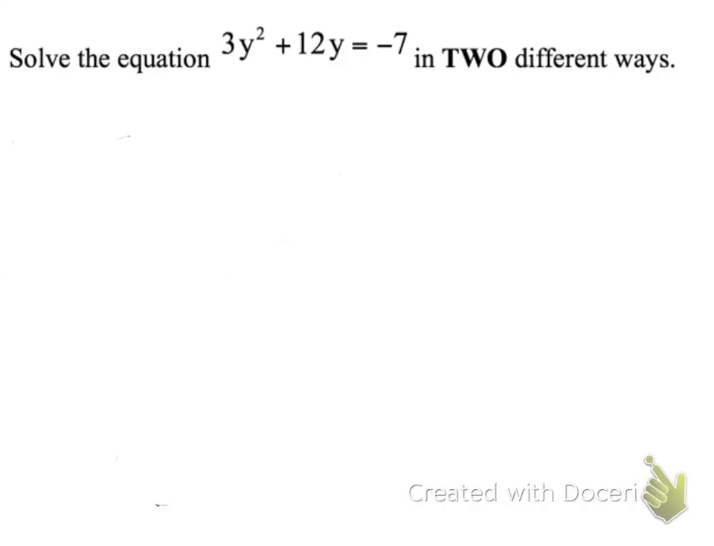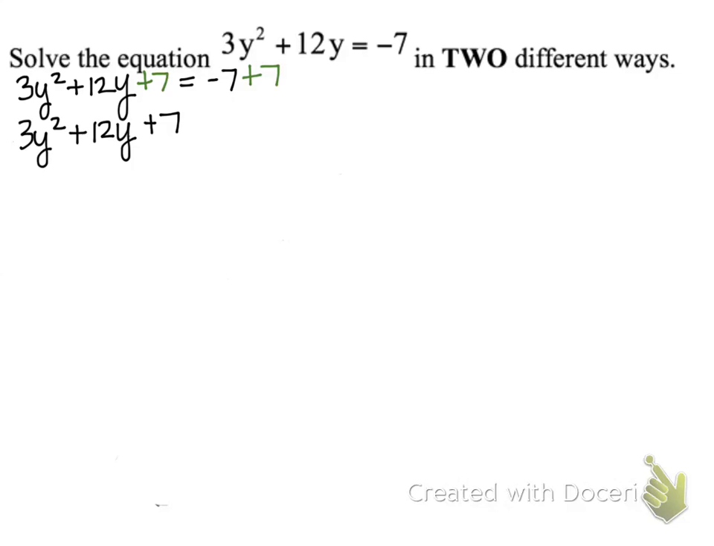In order to use the quadratic formula, I need to collect all my terms on one side of the equation and have 0 on the other side. So in order to do that, I need to add 7 to both sides of this equation. That's going to give me 3y squared plus 12y plus 7 equals 0. Now that I have it in standard form on the left side, I'm able to determine my values of a, b, and c. A is 3, b is 12, and c is 7.